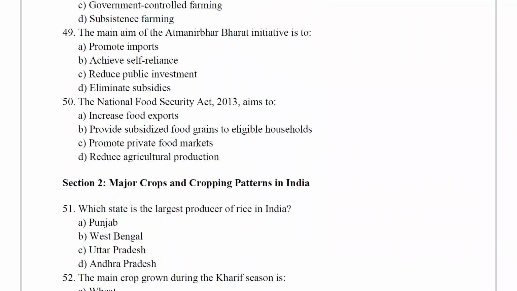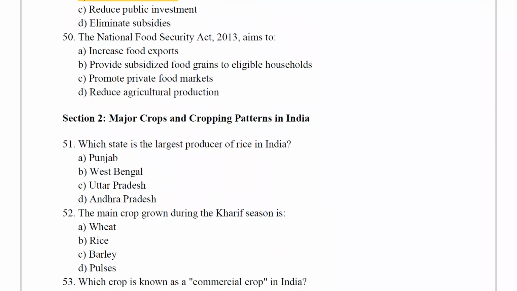The main aim of the Atmanirbhar Bharat initiative is to achieve self-reliance. The National Food Security Act 2013 aims to provide subsidized food grains to eligible households.